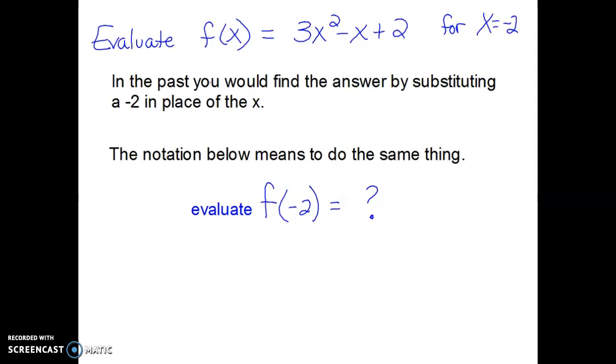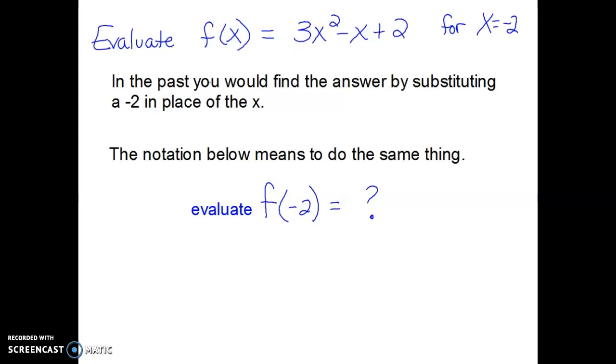This is an introduction to the composition of functions. So to start off with, we're going to take a look at a function just doing basic evaluation. At the top of the screen is a task you would have seen in the past. And that means nothing more than every place you see the letter X in your function, you should replace it with a -2 and then evaluate.